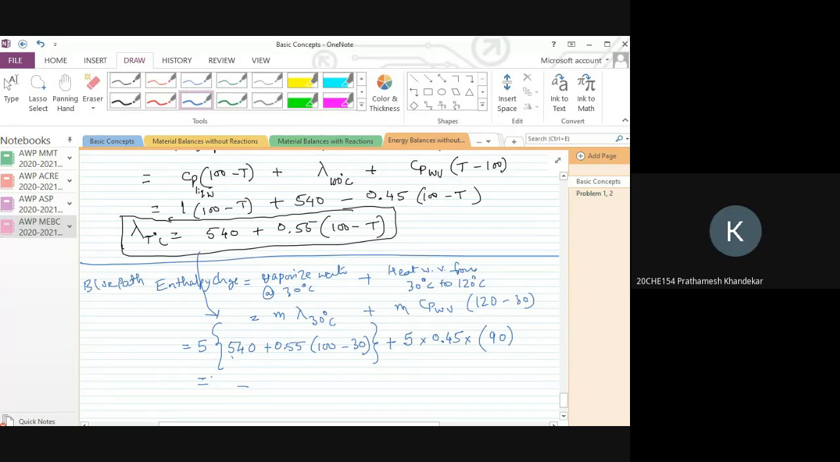Sir, it is the same answer, 3095. Thank you, Prathamesh. Hardik? Yes, I'm doing it. What takes so long? Just some multiplications.